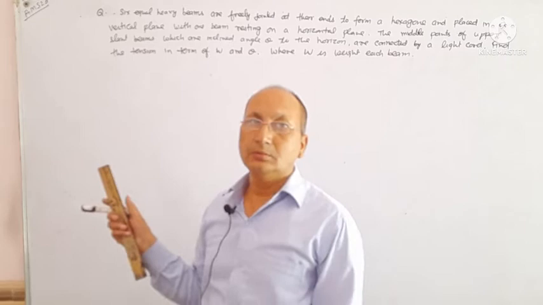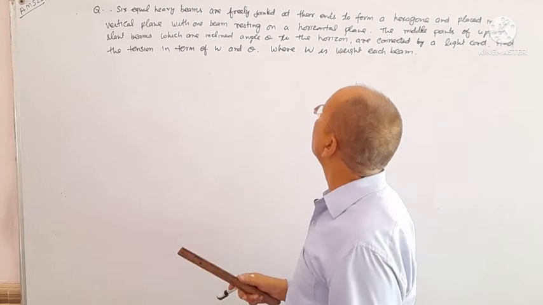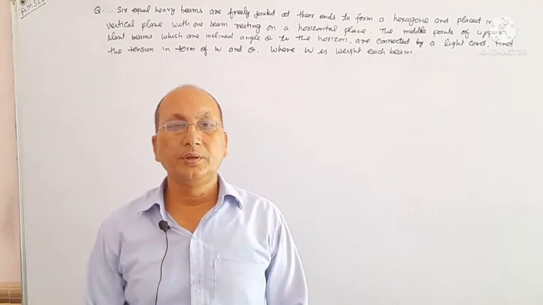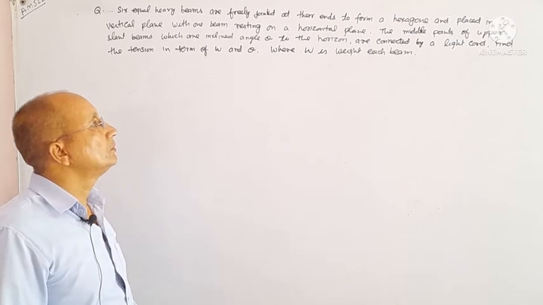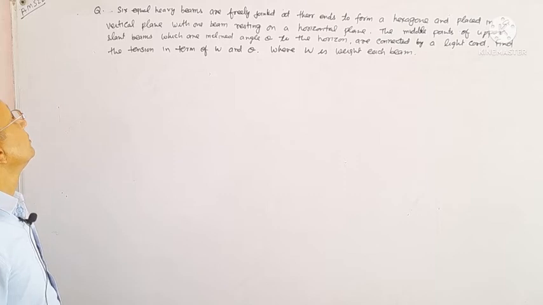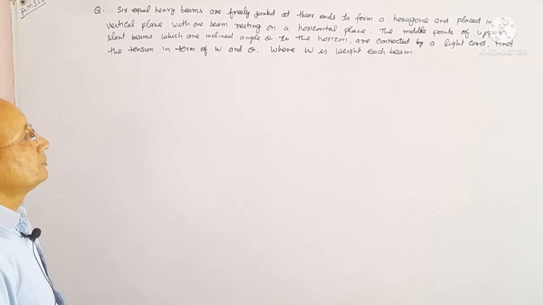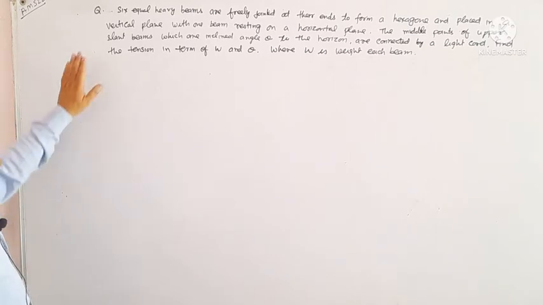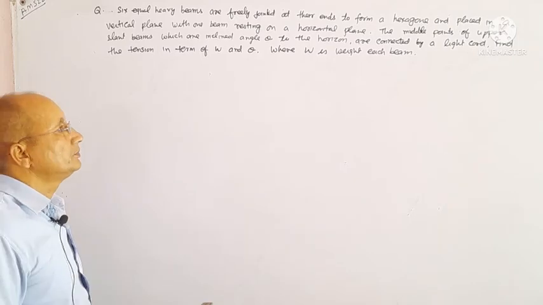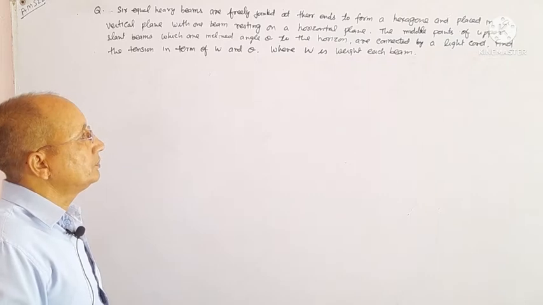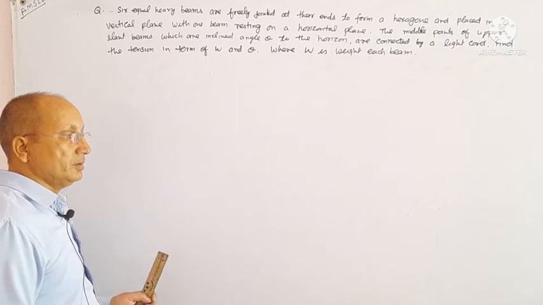That is the next question. 6 equal heavy beams are freely jointed at their ends to form a hexagon and placed in a vertical plane with one beam resting on a horizontal plane. The middle points of the upper slant beams, which are inclined at angle theta to the horizon, are connected by a light cord. Find the tension in terms of W and theta, where W is the weight of each beam.